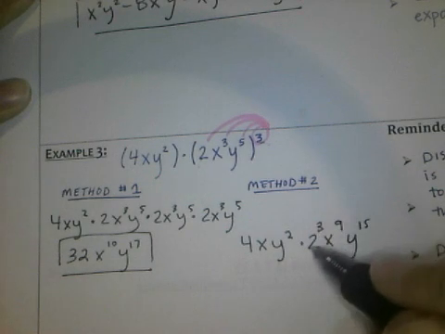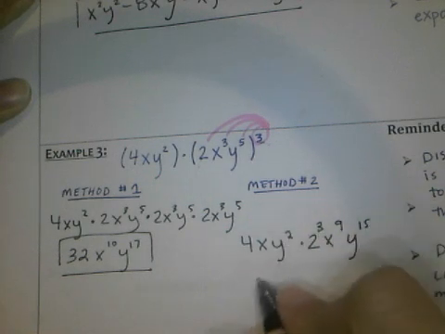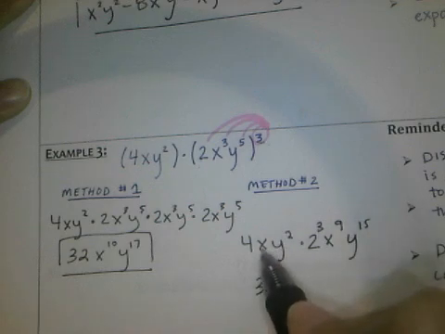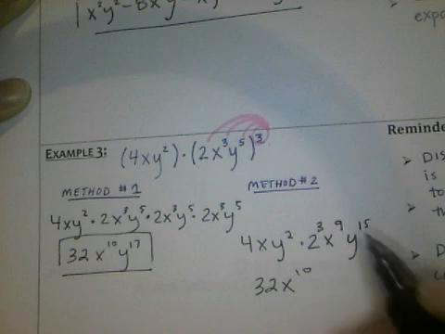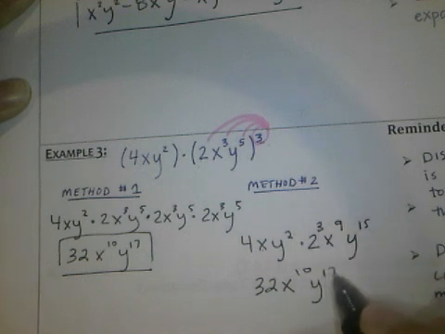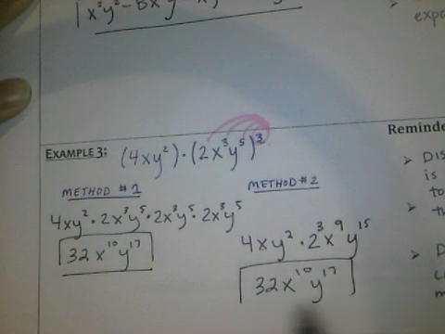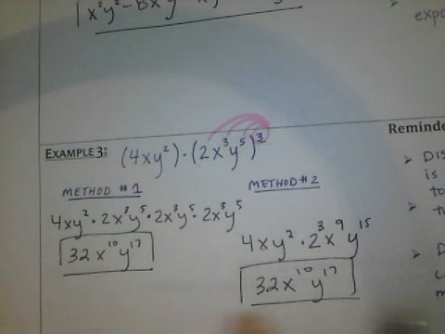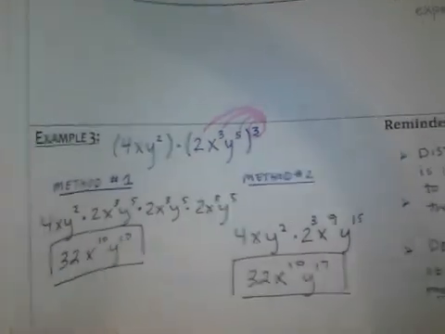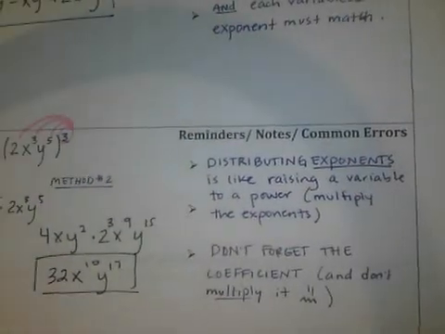Now, 2 cubed is 8, and so 8 times 4 is 32, and x times x to the 9th is x to the 10th, and y squared times y to the 15th is y to the 17th, and you can see easily that we get the exact same answer. You are welcome to use either method, but you must be clear on whichever method you use. Here are your reminders, and then I'll give you some practice problems.